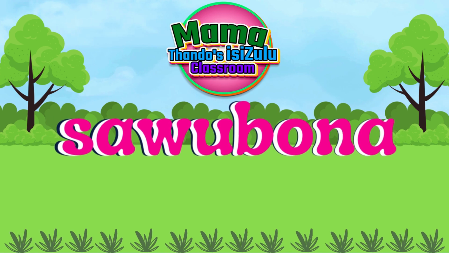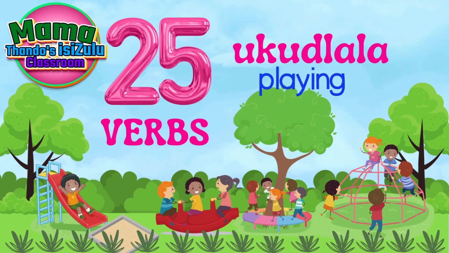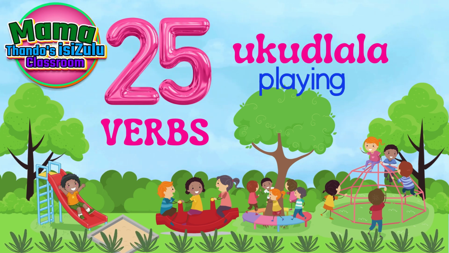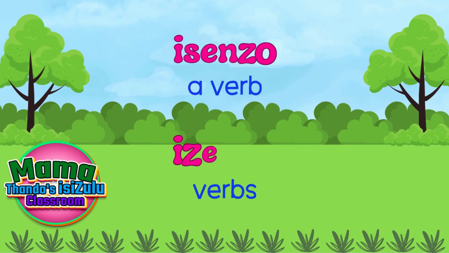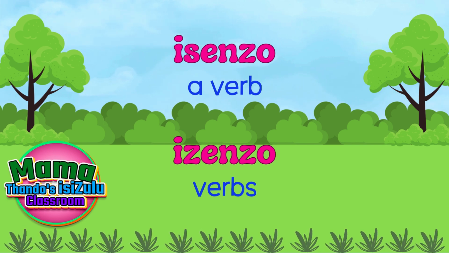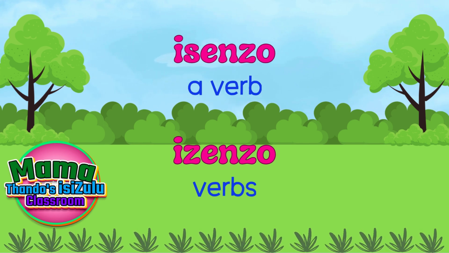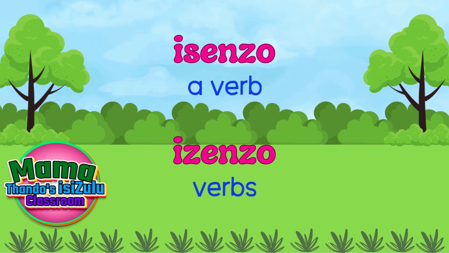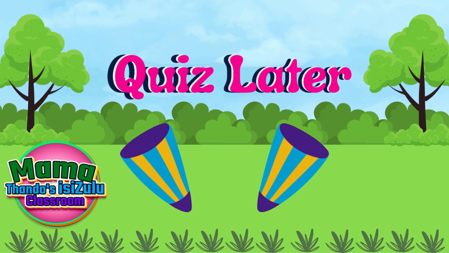isiZulu simnandi. In this lesson, mngani, you will learn 25, yes, 25 of the most commonly used izenzo verbs about playing in isiZulu. A verb is isenzo, and verbs are izenzo. The word isenzo simply means an act, an action. And well, it is what it is, an action word. You are going to use these verbs a lot with me and in school.